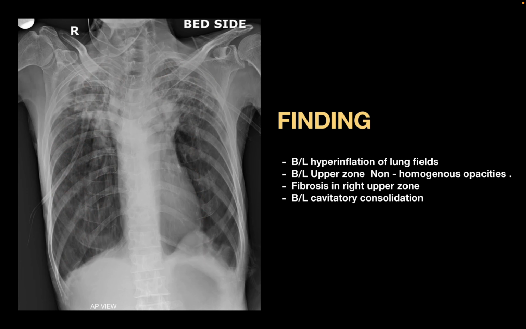In the right upper zone, there is fibrosis, due to which there is pulling of the hilum. And there are multiple bilateral cavitary consolidations. So these are the findings of the chest X-ray. The impression is post-TB sequelae with reactivation and COPD.